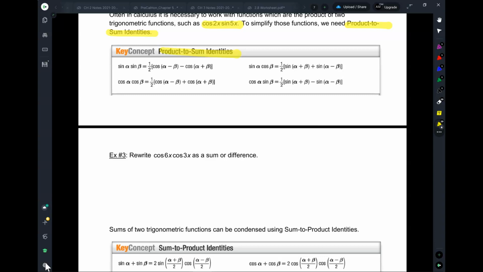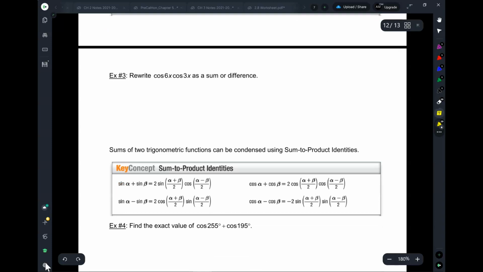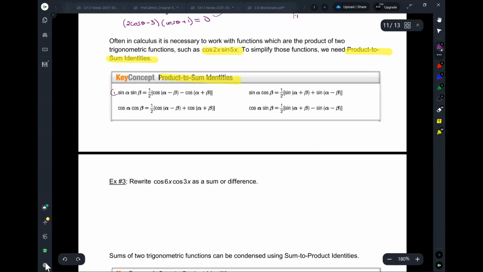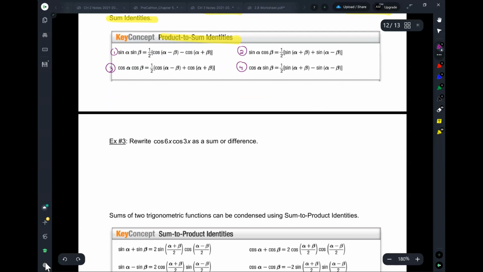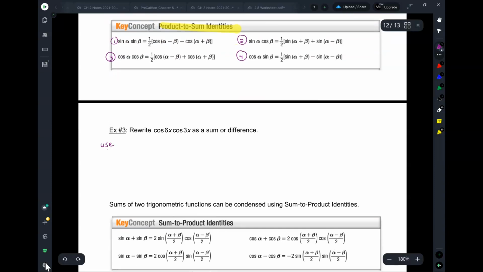Okay, so here we go. Rewrite this as a sum or difference. Well, if I label these 1, 2, 3, 4, which identity am I going to use for this one? 3. So use number 3. So this is going to be 1/2 cosine alpha minus beta, so 6x minus 3x, plus cosine alpha plus beta.